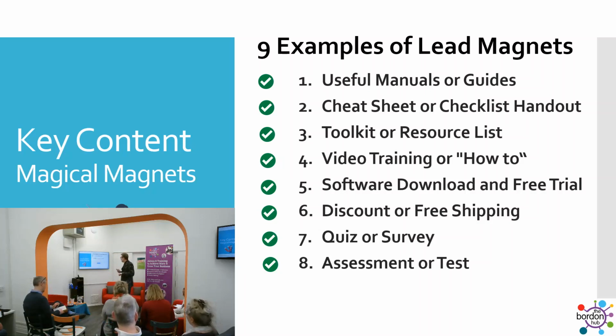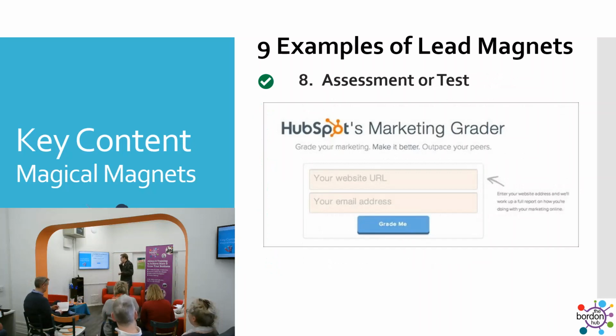So HubSpot here have one which is a marketing grader. You put your website in, you put your email address in, and then they've just got some piece of software that crawls your website and looks for very specific things, and then it gives you a report that you can download, sends it to your email inbox. And again, the button, grade me. That's what they're asking you to do, not submit or go on our newsletter list. You're actually giving them what the outcome is going to be.